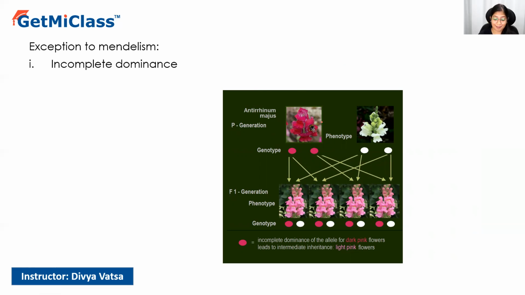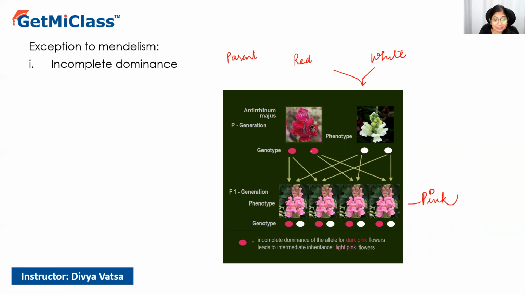But in this example given in your NCERT, Antirrhinum majus, you can see that this particular flower is a red colored flower. Then this is a white colored flower. So these were present in the parental generation. When they fuse, what should be the F1 generation? According to Mendel, the F1 generation should be red. But the F1 generation all came out to be pink.